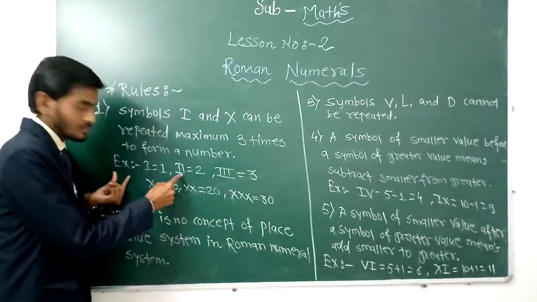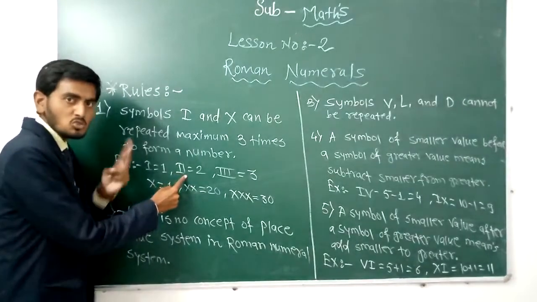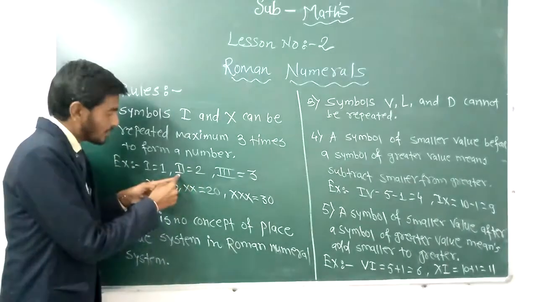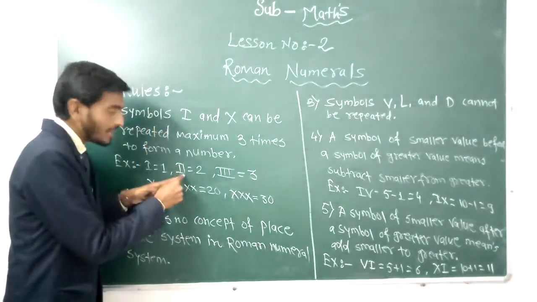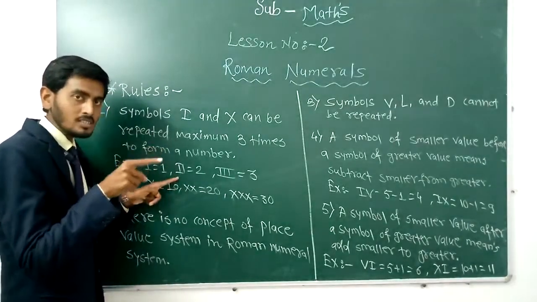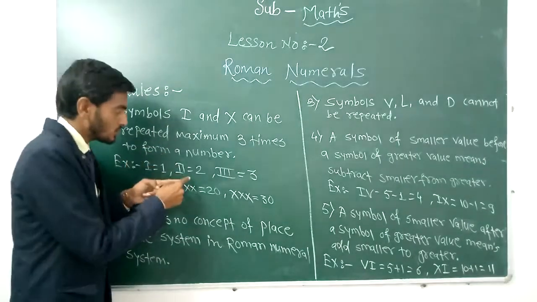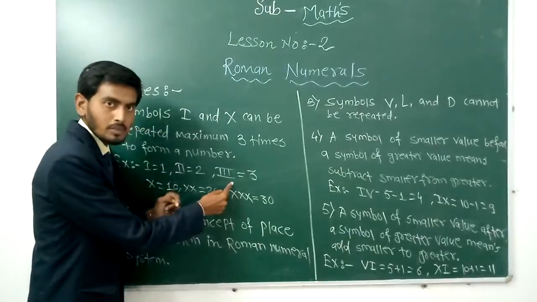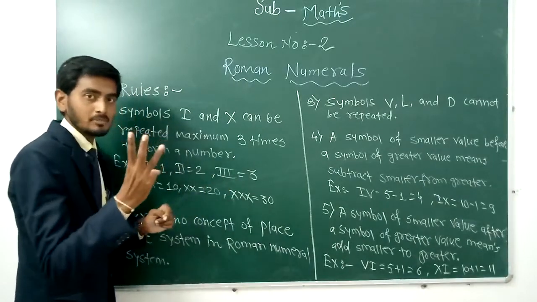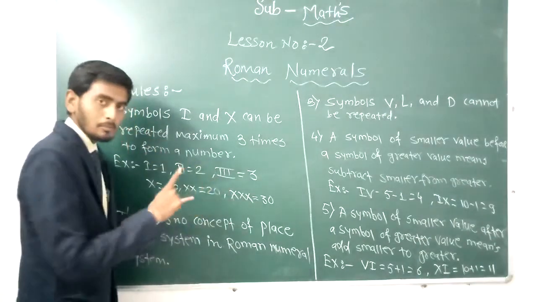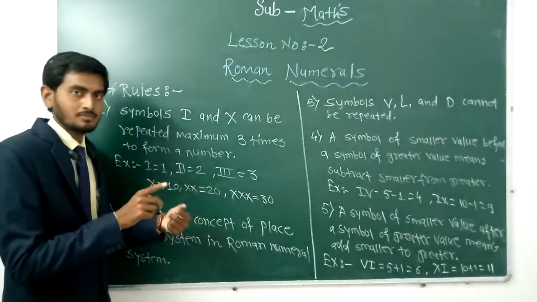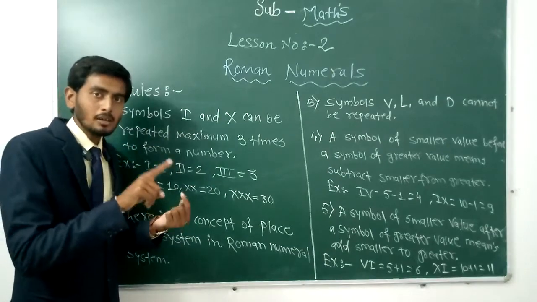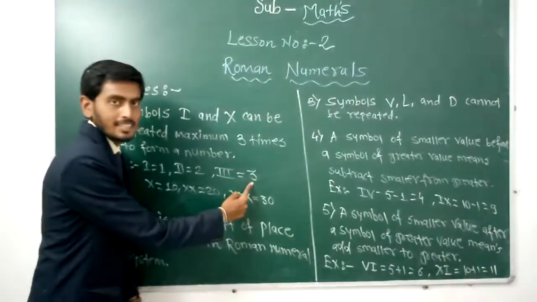I, and with one more I we get II. Double I represents 2. The first I is 1 and the second I is also 1, so I plus I is equal to 2. Next, I repeated 3 times, III: I is 1, so 1 plus 1 plus 1 is equal to 3.